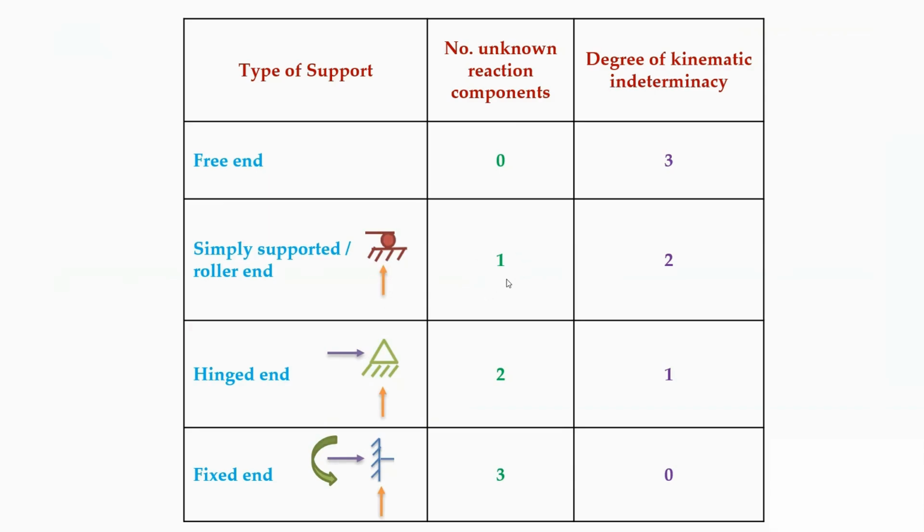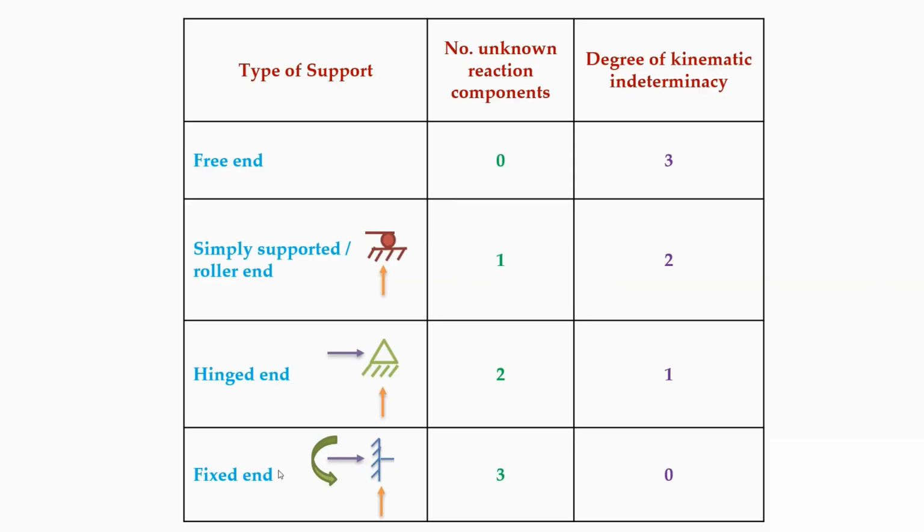So that means the number of unknown reaction components will be 1, whereas the degree of kinematic indeterminacy here will be 2 for this roller support. Coming to this hinge support, here you have 2 reactions at the hinge, one horizontal and another vertical. It is free to rotate actually, therefore the kinematic indeterminacy here will be theta. And delta B, delta A will be 0 at this support.